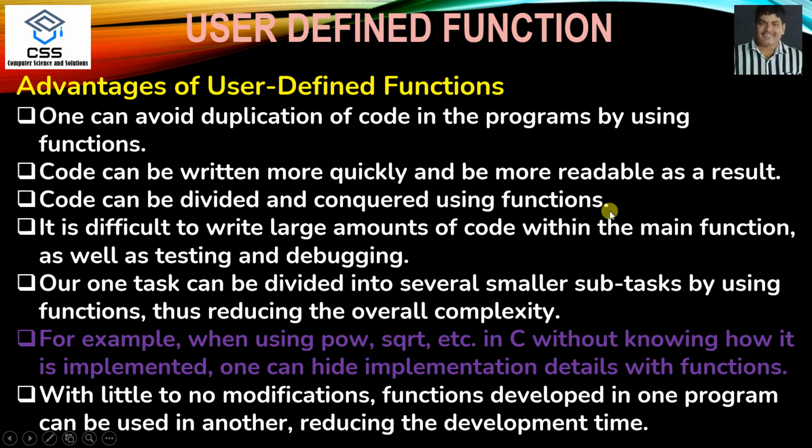Code can be divided and conquered using functions, because a big problem is divided into small modules and each and every module is placed within a function, and each function's solution will provide the solution of a big problem. It is difficult to write a large amount of code within the main function as well as testing and debugging. As I told, if you have to write a big amount of code, thousands of lines, it is very difficult to understand and maintain. And if you divide this into small modules in a decentralized way, it is easy to understand, easy to debug, easy to test and maintain for the future, and everybody understands easily.